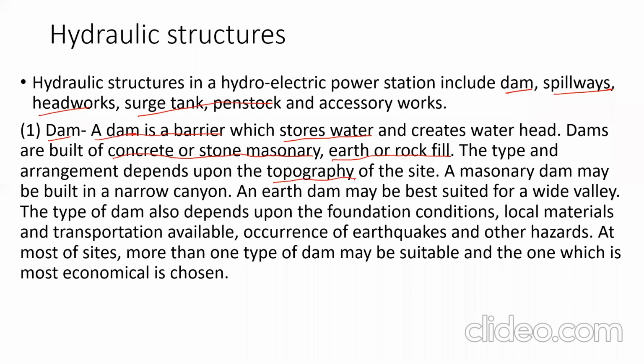Whether it is a hilly region or it is near ground level matters. For example, if you compare two dams, Koyna Dam, which is in a hilly region, and the Almatti Dam, which is down the river in Karnataka, obviously their construction is different. A masonry dam may be built in a narrow canyon. Where is the narrow canyon? It means the distance between two hills is very narrow.